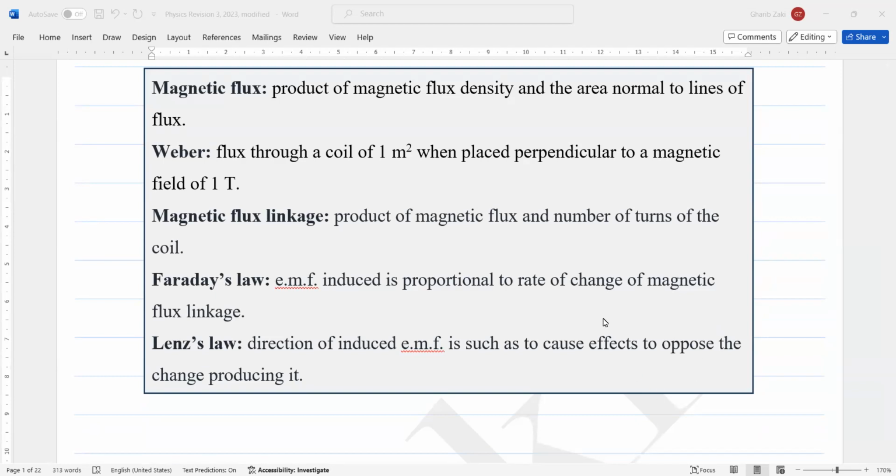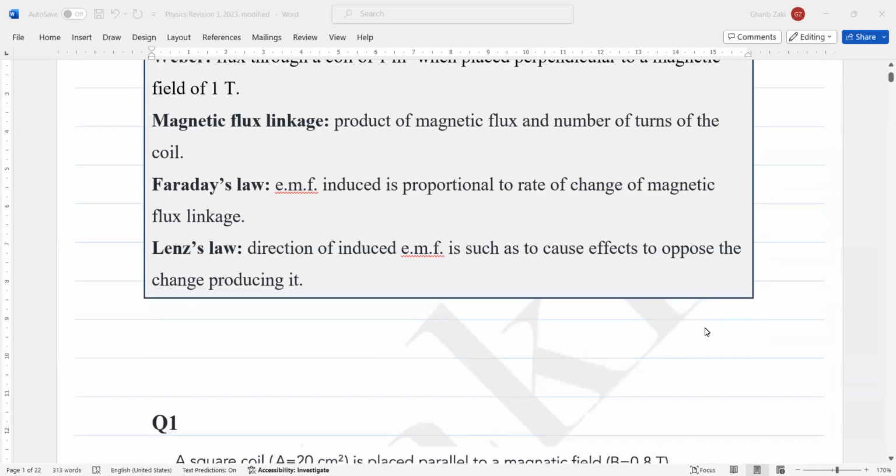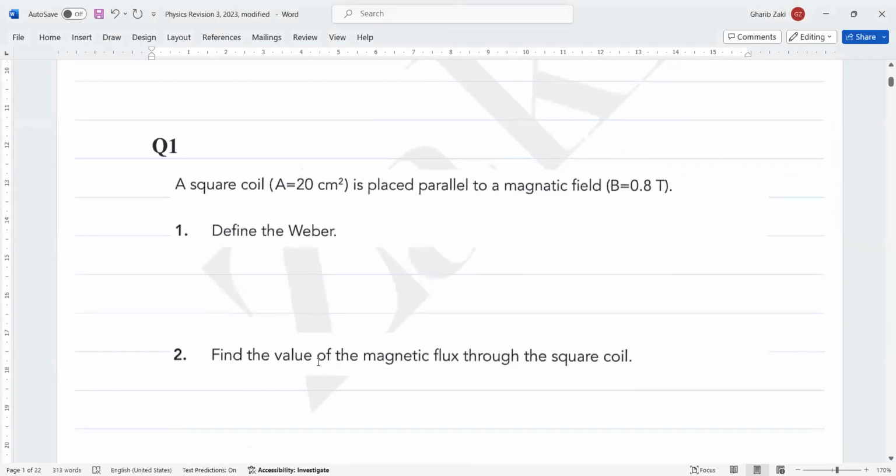Faraday's law states that EMF induced is proportional to the rate of change of magnetic flux linkage. Lenz's law states that the direction of induced EMF is such as to cause effects to oppose the change producing it. Now, let us start question number 1.